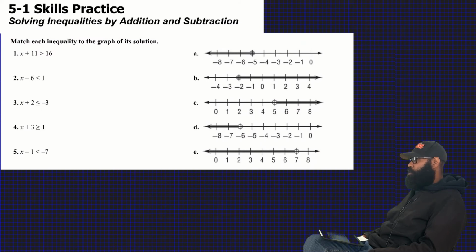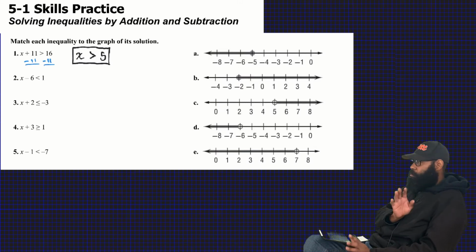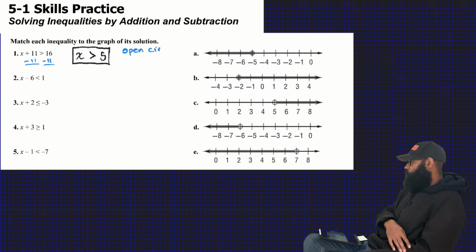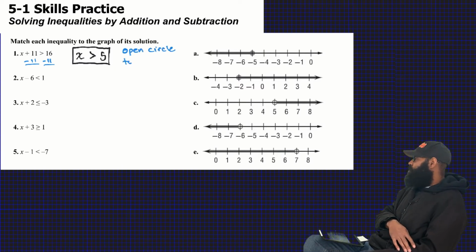Match each inequality to the graph of its solution. Some of the things we want to make sure we remember, guys, is open or closed circle when plotting: closed when it's equal to, open when it's not. So in this situation, I'm solving it, meaning what is x equal? You hear me say equal a lot, but it's an inequality, right? x is greater than 5, so I'm looking for an open circle at positive 5, going to the right, of course. Open circle to the right.